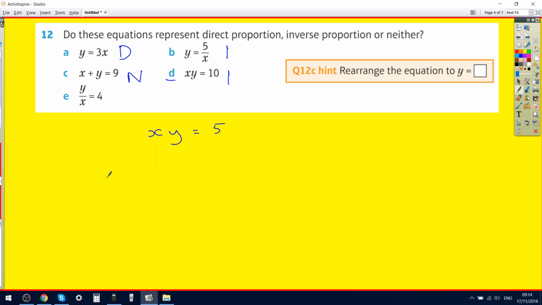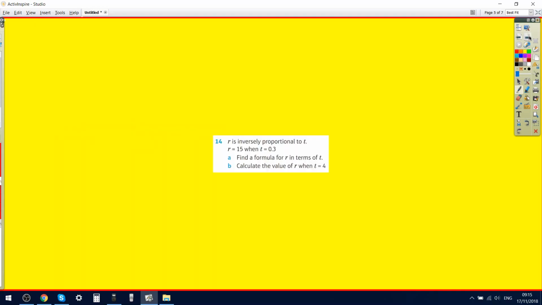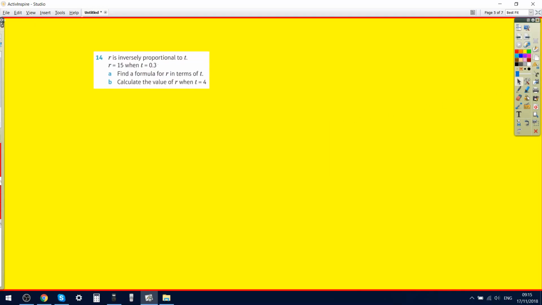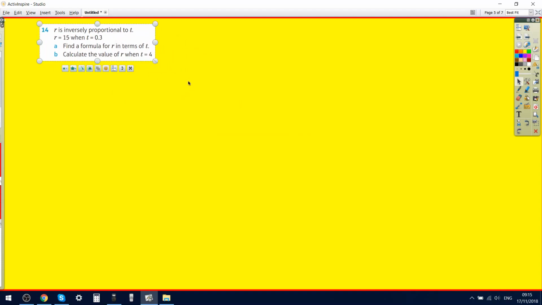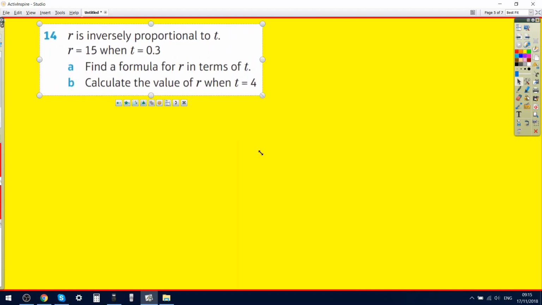Is this inverse? What if you multiplied both sides by x? You would get y equals 4x. And would that be direct, inverse or neither? Direct. Yeah. And so what D and E are showing is for inverse proportion, x times y gives you k. For direct proportion, y divided by x gives you k. And very commonly they tell you which way it's proportional.